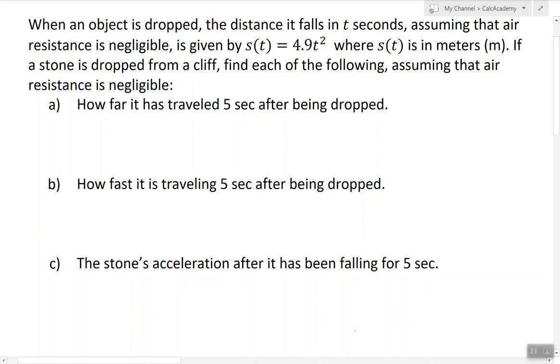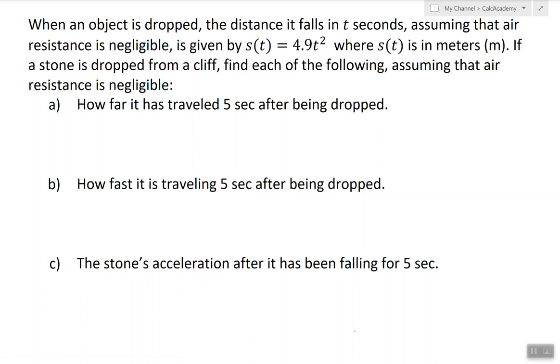In this video, I'm going to show you how to answer certain questions about rectilinear motion when the position function is given. So in this problem, we have a falling object, and every falling object has its position function given by an equation like this. So the first question is how far it has traveled 5 seconds after being dropped.